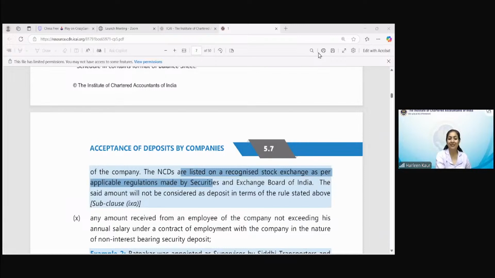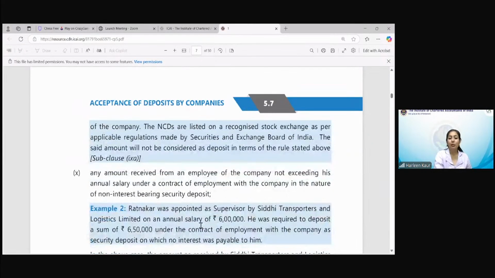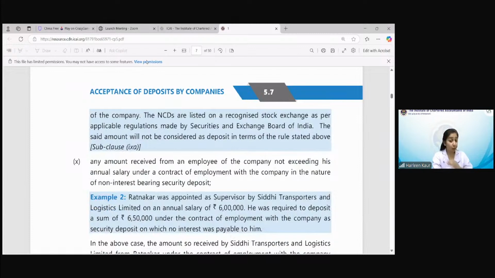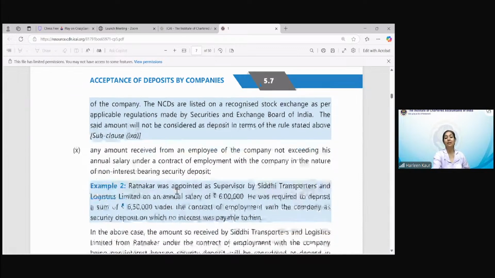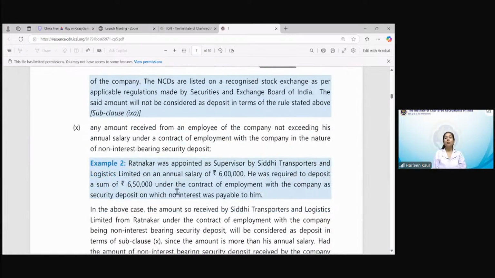Very good. Then it will be considered as deposit. Excellent. Example 2, Ratnakar was appointed as the supervisor by Siddhi Transporters and Logistics at an annual salary of rupees 6 lakh. He was requested to deposit 6,50,000. Deposit or non-deposit? Please give me the reason also for the example 2.